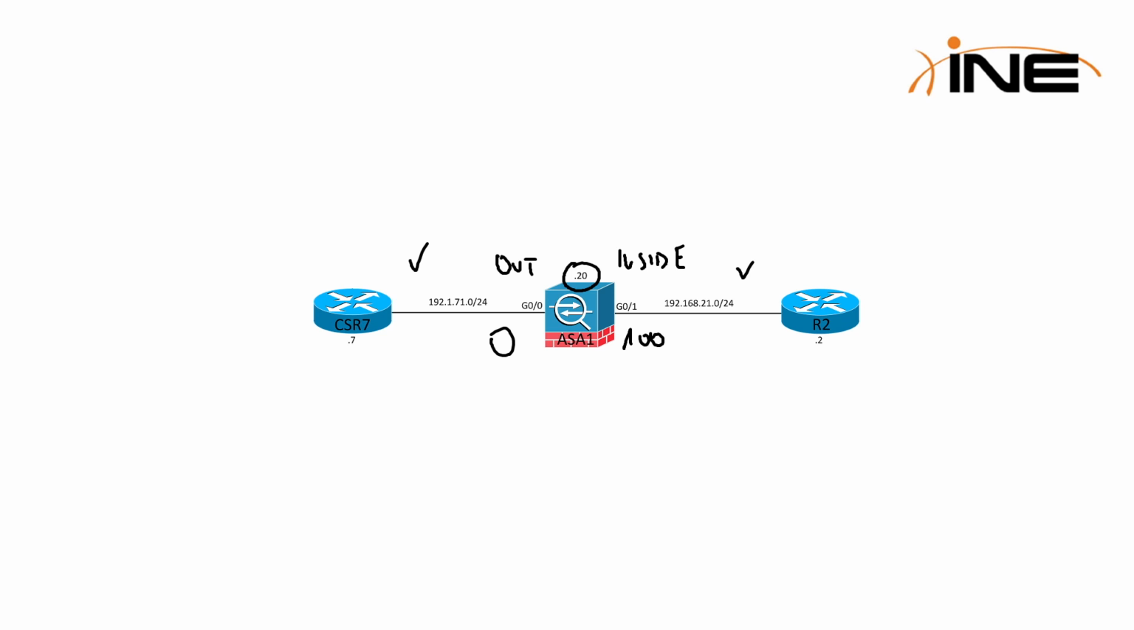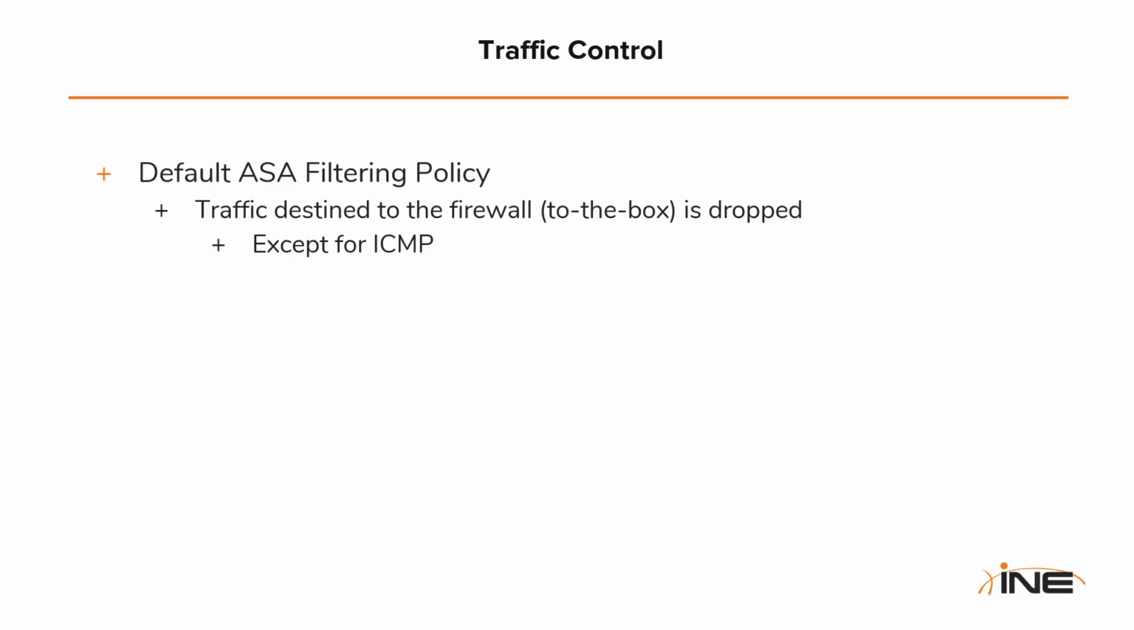Remember, it's just the local interface that you can get to with the ASA. So I cannot ping across the firewall. This is not allowed. And that's the only thing that is by default allowed to the ASA. If you plan to open some other ports, some other sockets, you will have to change the configuration of the ASA to allow for that.